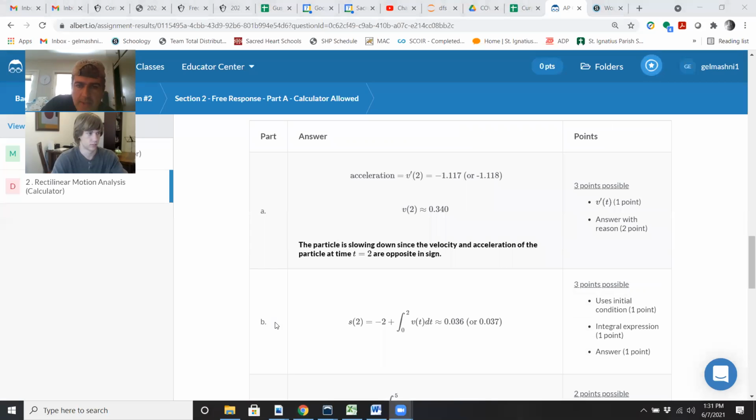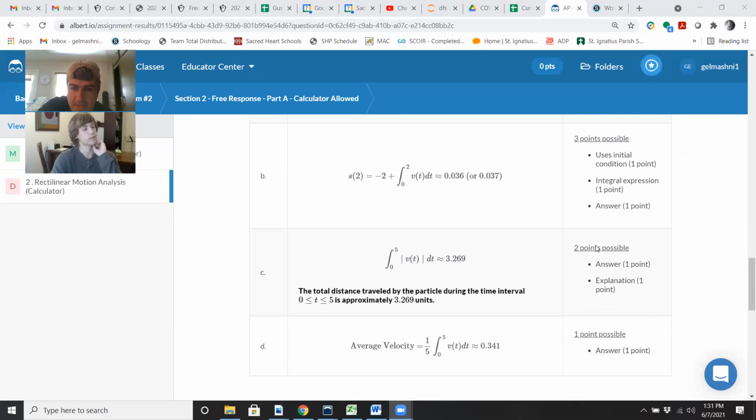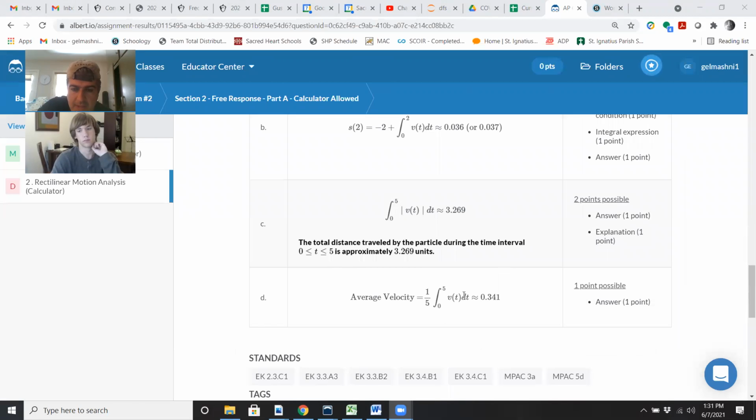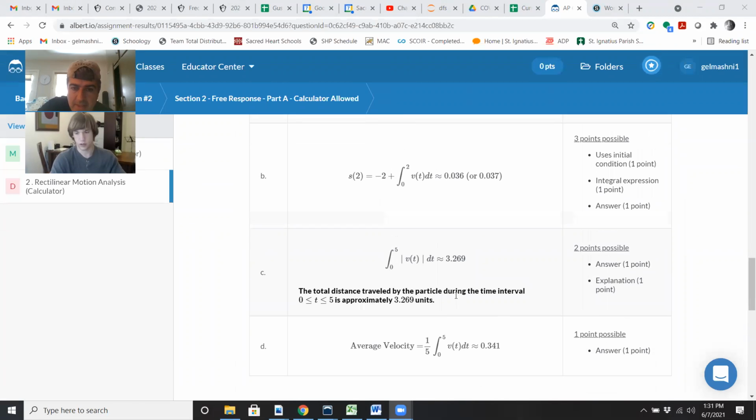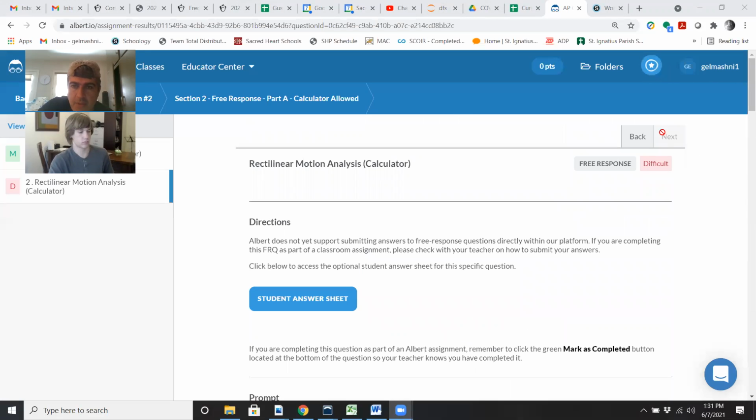And scoring looks like, I'd be surprised if that'd be worth 3 points for part A. But definitely 1 point for finding the acceleration, and I guess you have to find the velocity to say whether it's speeding up or slowing down. One point for the initial position, 1 point for the integral expression, 1 point for the answer. Average velocity, I guess 1 point. And then this one, get the answer and interpret it correctly for total distance. Okay, so let's move forward.